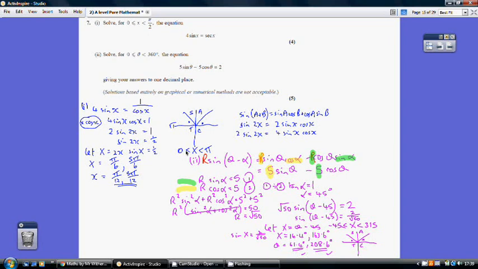I'm looking for all the solutions between 0 and pi. So my first solution is pi over 6. My second solution is this angle here, which is pi minus pi over 6, which is 5 pi over 6. Converting back from capital X to my little x, I'm going to divide each of these by 2. So my solutions to part 1 are pi over 12 and 5 pi over 12.